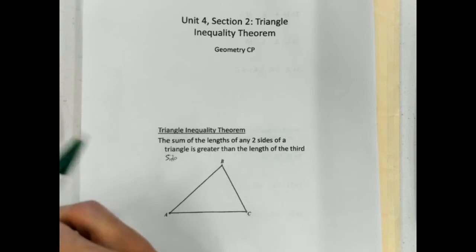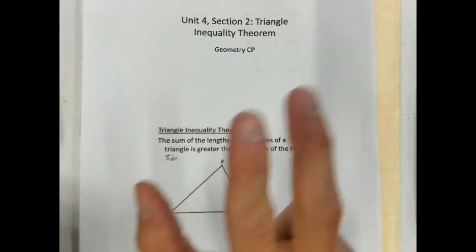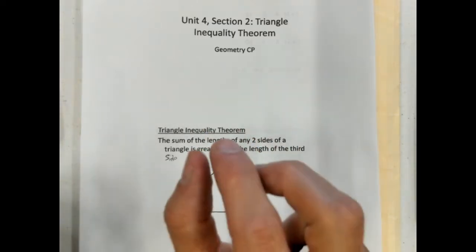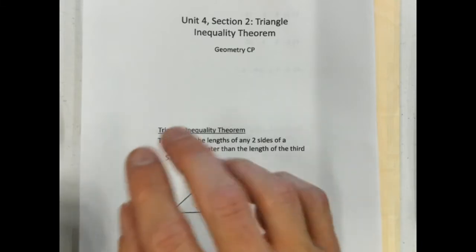The concept is that when you take three sides of a triangle, if you take two of them and add them together, their sum has to be greater than the third side. That's the only way it works.